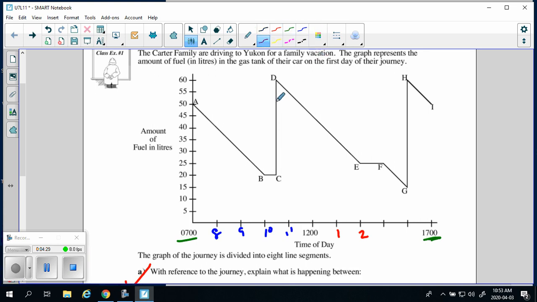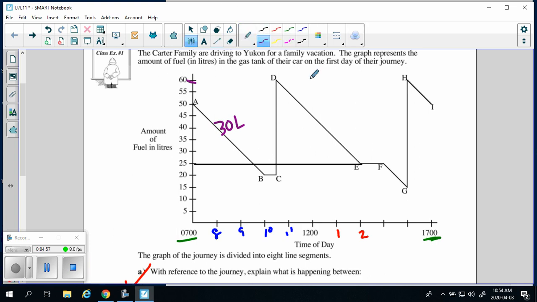So the most accurate way to do this is to look at each branch of driving and to figure out how much gas was used during that branch. So if we look at the branch A to B, we started with 50 liters and ended up with 20 liters. So we used 30 liters of gas here. If you look at D, we started with 60 liters and ended up with around 25 liters.